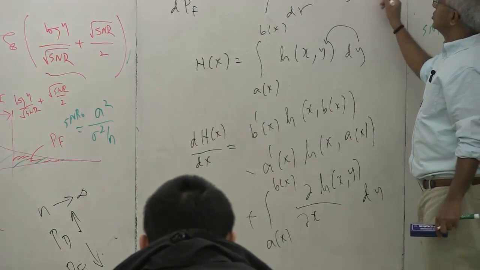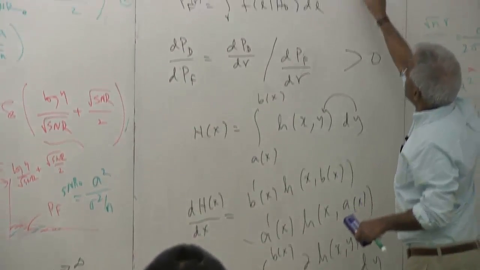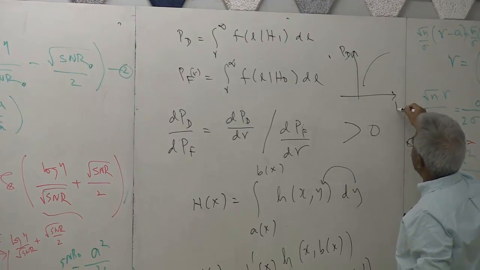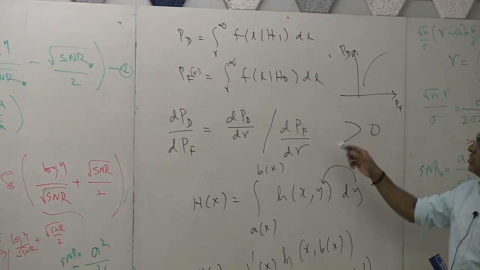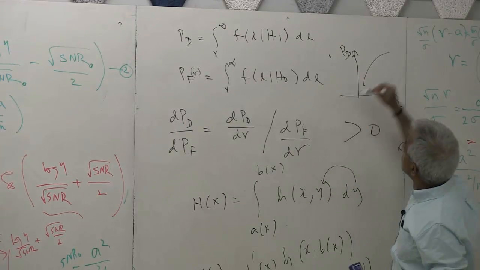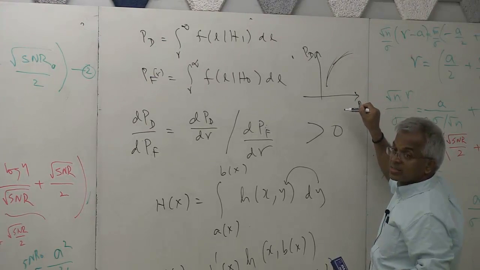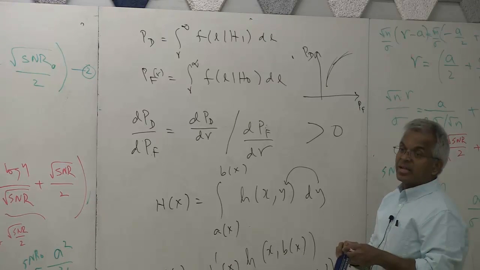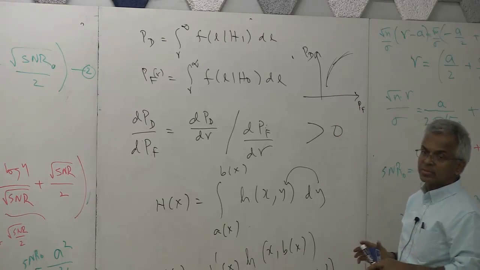And the third homework: I want you to show that this is positive if you can. What is positive? dPD by dPF. So you will see that PD and PF always have this relation. It takes a little more doing because you also have to show the second derivative. But at least see whether you can show that dPD by dPF is always positive. So the slope is always positive. It cannot go like this, because then the slope will be negative. Tan theta, right? Theta needs to be less than 90 degrees.